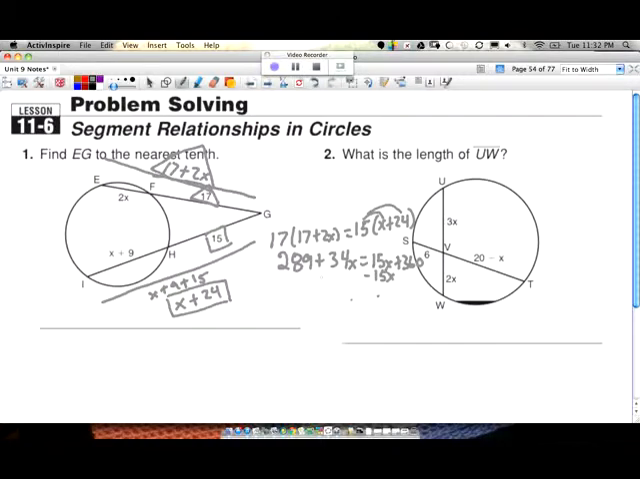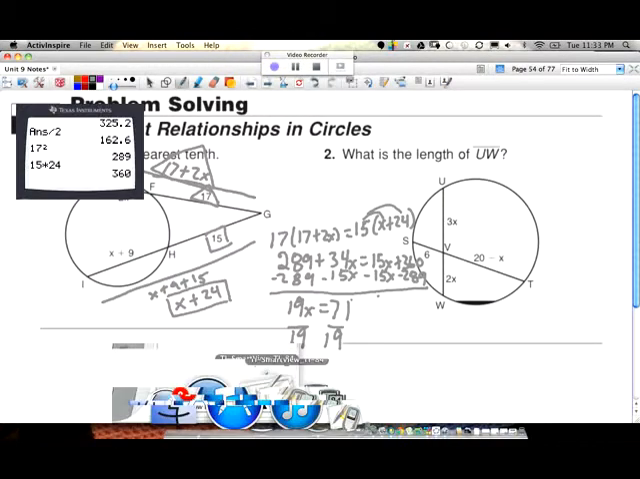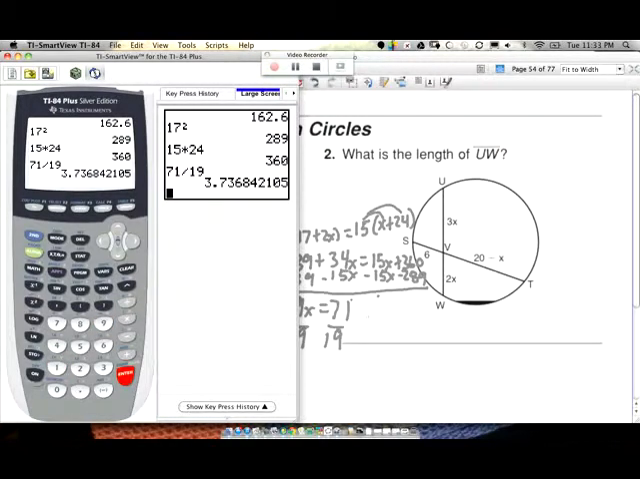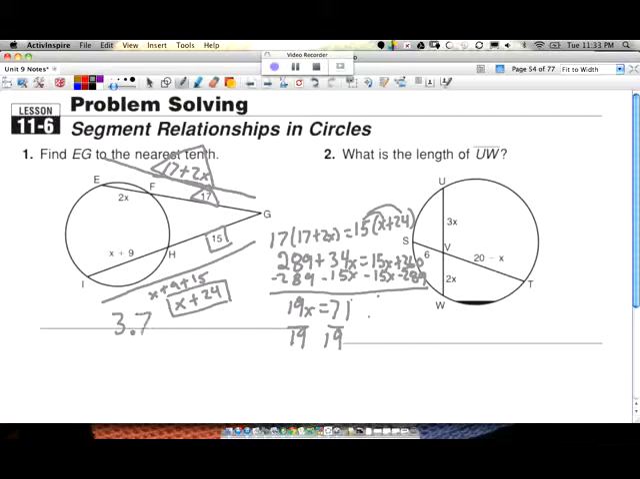And now we can just do a bunch of algebra. Minus 15x, minus 15x, minus 289, minus 289. We're left with 19x equals, and then on the other side, let's see, we'd have 11 plus 60, another 71. So we're going to divide by 19, and let's see what we get for x. 71 divided by 19, that gives us 3.7, about.